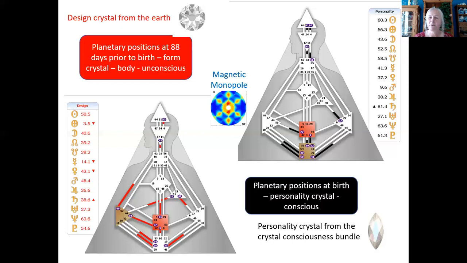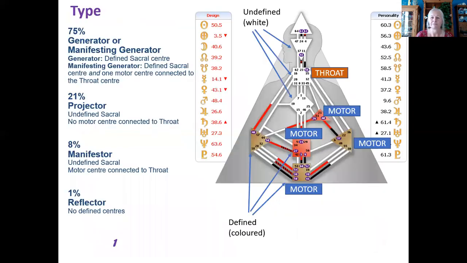All right, so we're looking at the chart that comes from these two activations taken when they are glued together, when they're held together by this magnetic monopole. So that's what makes this chart here. The first thing you will learn about in your chart, or let's just say if we start with the broadest level of information, and then I'll go gradually into more detail. The broadest level will be your type. There are 4 distinct types in human design.